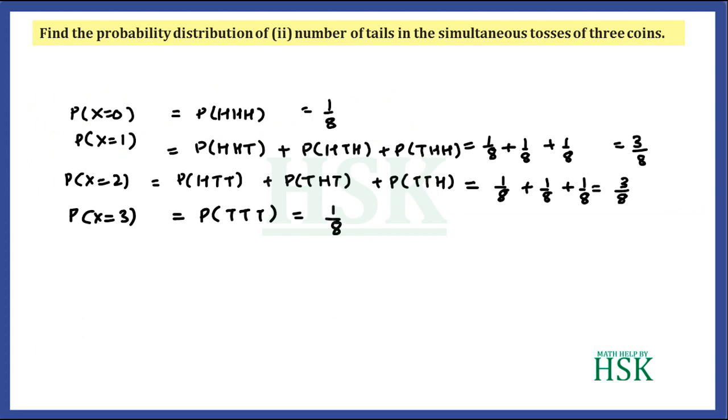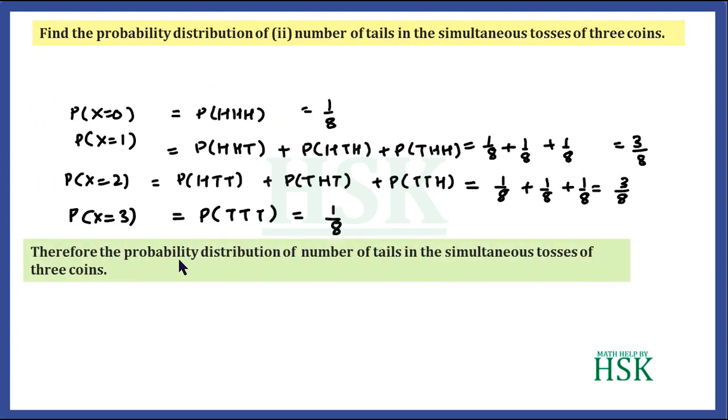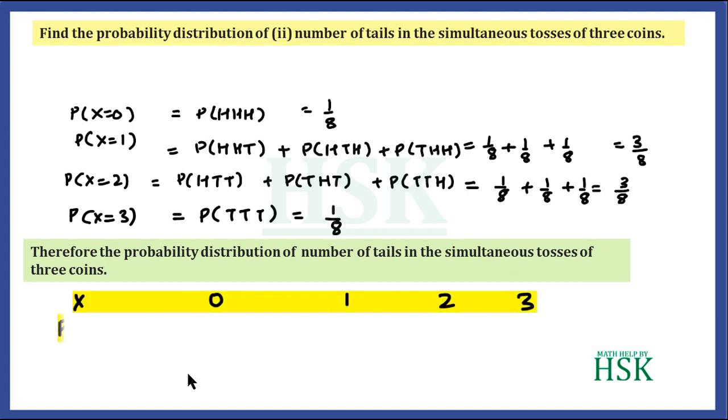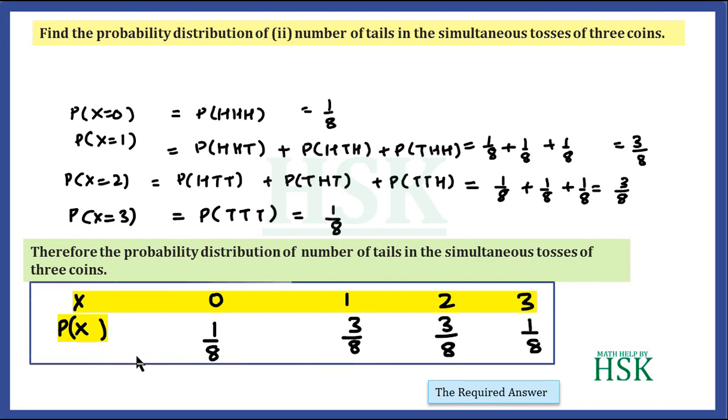Okay, so we can now write that the probability distribution of number of tails in simultaneous tosses of 3 coins is equal to, this is the value of the random variable x and probability of x. So when x is equal to 0, 1 by 8, when x is equal to 1, 3 by 8, when x is equal to 2, 3 by 8, and when x is equal to 3, 1 by 8. So this is the required probability distribution.